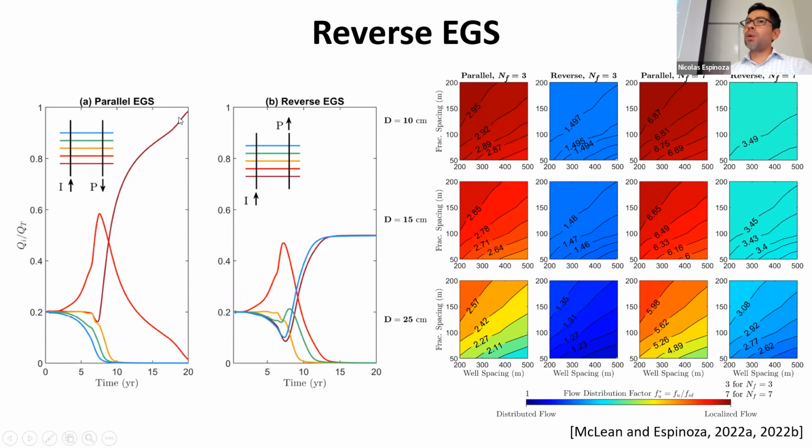You can somehow avoid this if you do this reverse EGS. Now you produce from this location, and that's going to result in a more even distribution of the pressure gradients for all the fractures. But if you're not careful enough, that also can go into short circuit. So you make 10 fractures, and then at the end of the day, just 2 are going to be producing heat. So this can also happen in reverse EGS if the fractures open wide enough to create this short circuiting.